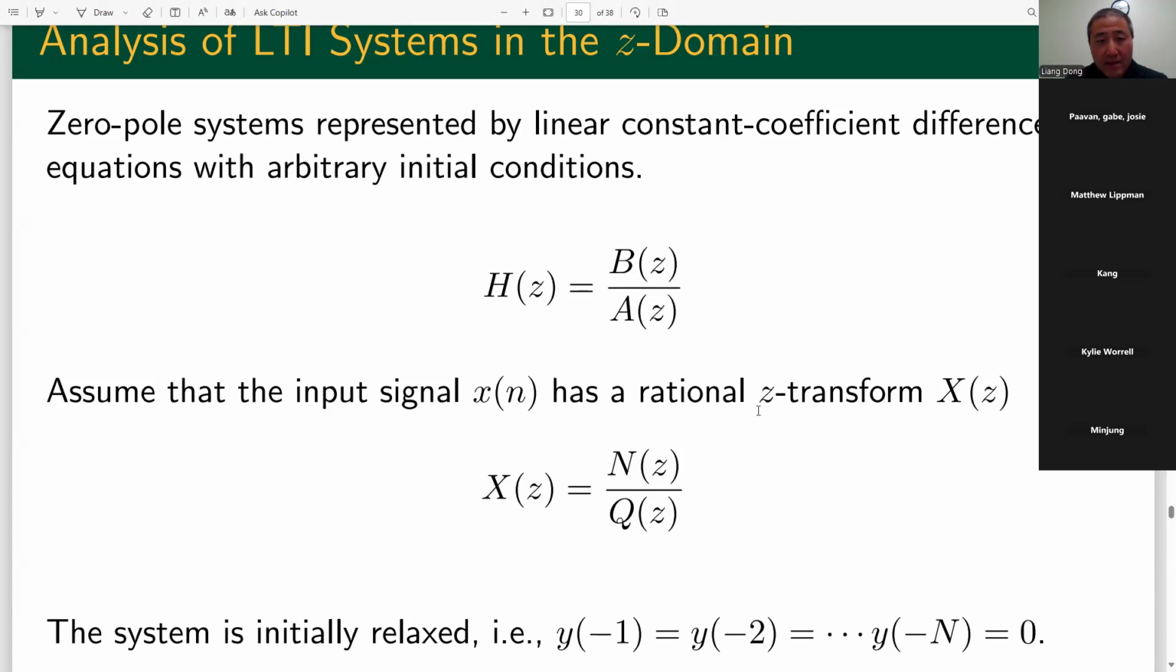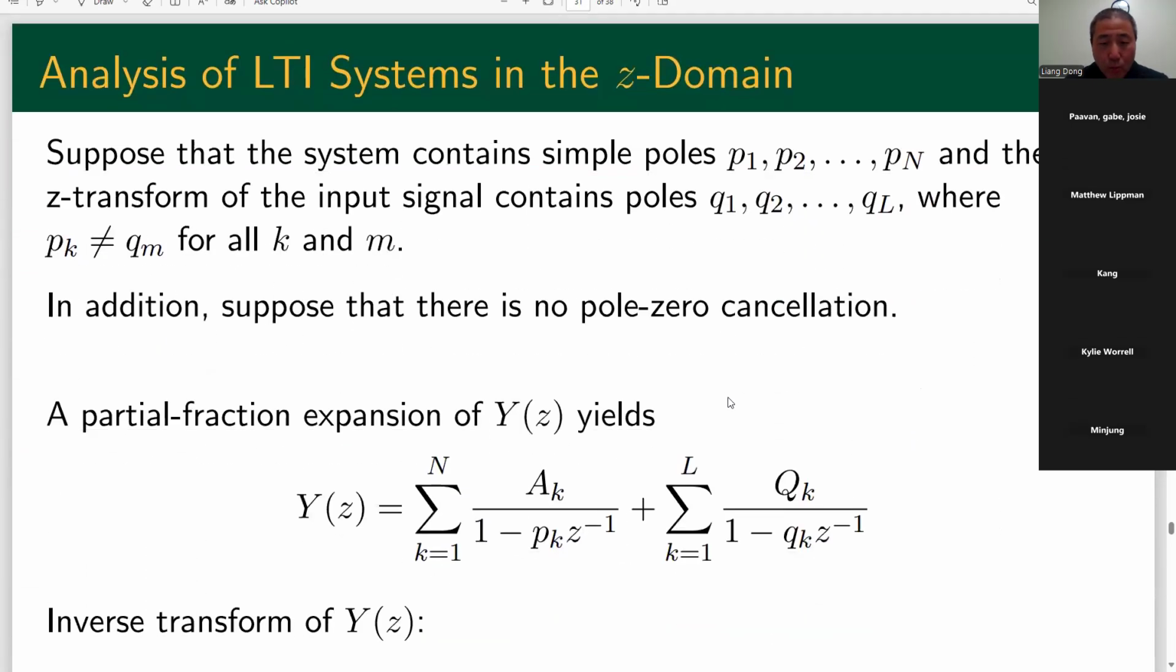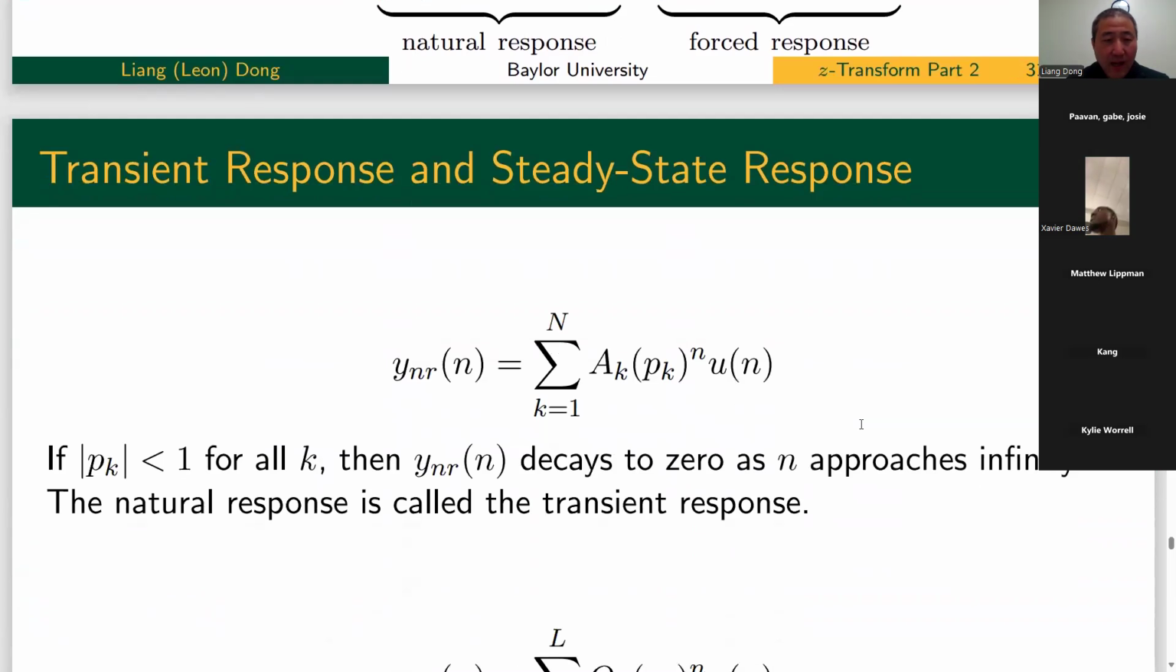Then we analyze the LTI system in the Z transform. Looking at a single pole like this, we know this is the transient response caused by the feedback of my system. And then I have a steady state, which is the pole of the input signal, so it's determined by capital X(z). This is following the input. That's the transient response.